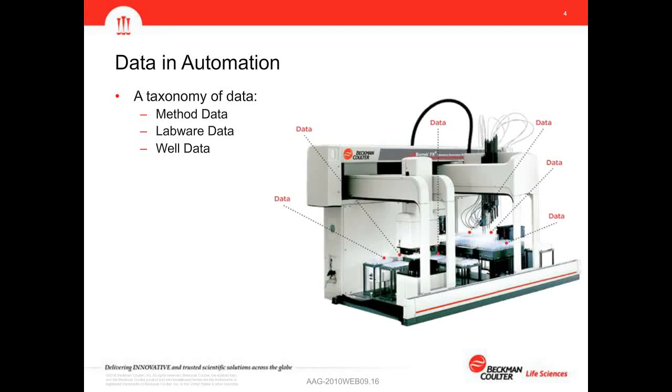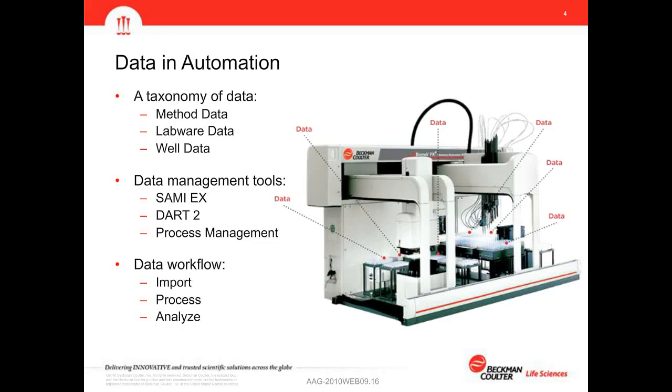And then we'll look at a taxonomy of data as it applies to an instrument, such as the Biomek automated pipettor shown here. This is where data comes into the system and influences it in order to produce results that you can work with. We'll discuss 3 data management tools that we use at Beckman Coulter to perform automated workflows that process both your samples and your data together. And then finally, we'll look at the data workflow cycle: import, process, and analyze.